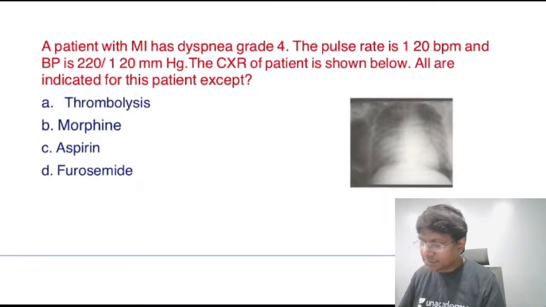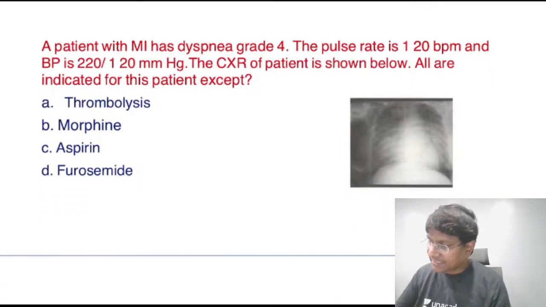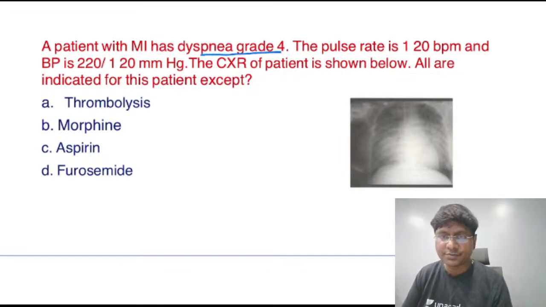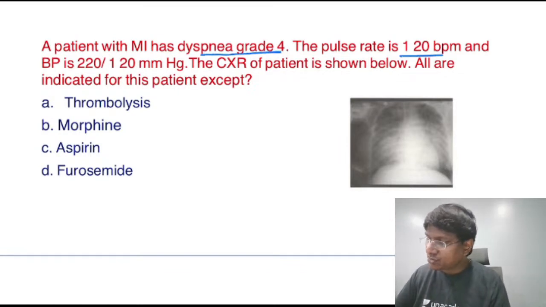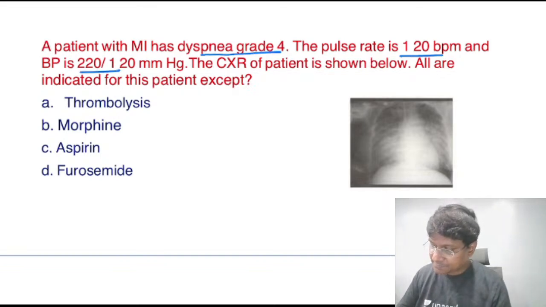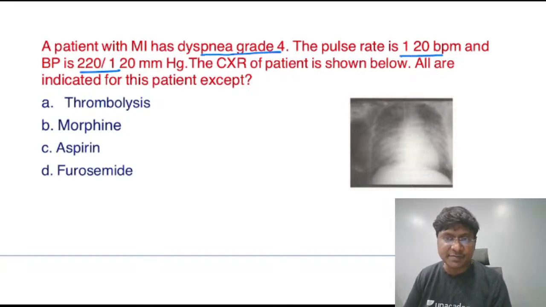The patient with myocardial infarction has dyspnea grade 4. The pulse rate of the patient is 120 beats per minute, and the blood pressure is 220 by 120 millimeters of mercury. Chest X-ray of the patient is shown below. All of the following are indicated here except: thrombolysis, aspirin, morphine, furosemide.